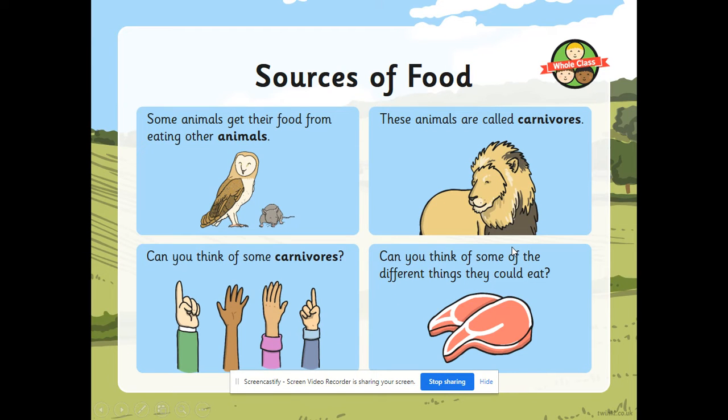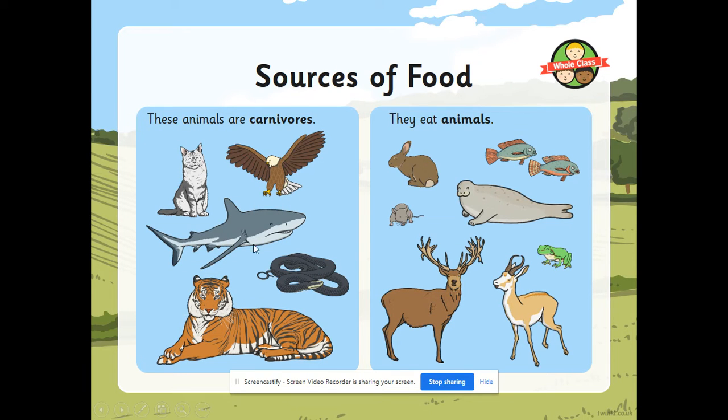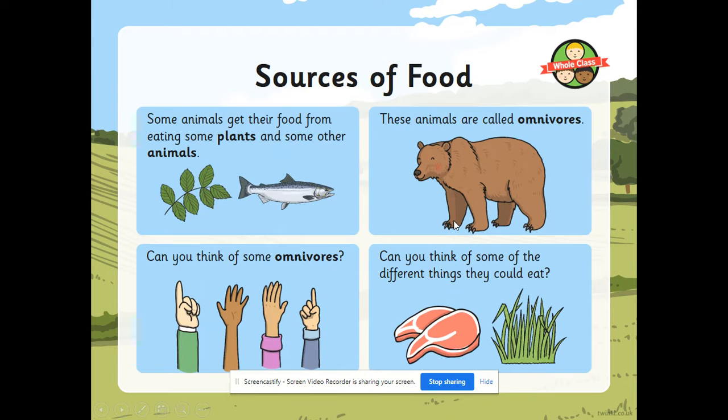Some animals get their food from eating other animals. These animals are called carnivores. Can you think of some carnivores? I think I might be one. Can you think of some of the different things they could eat? These are carnivores. These are the animals that are carnivores.